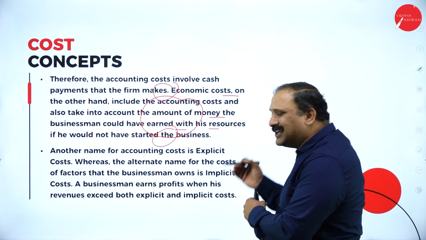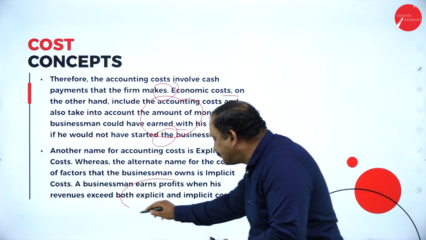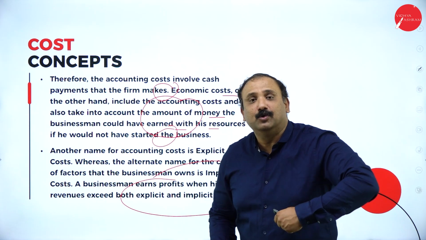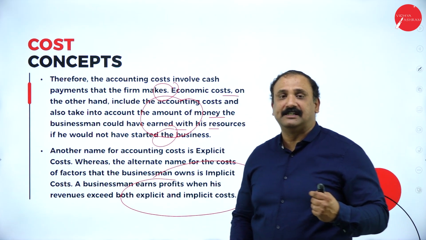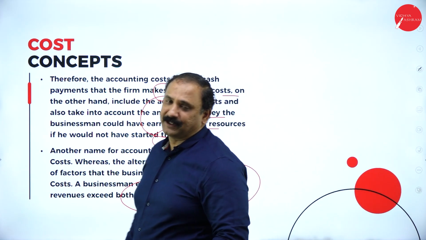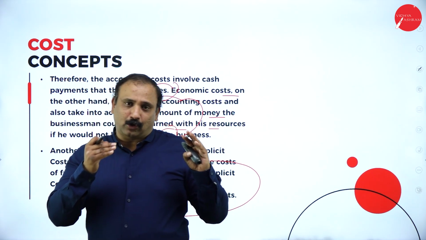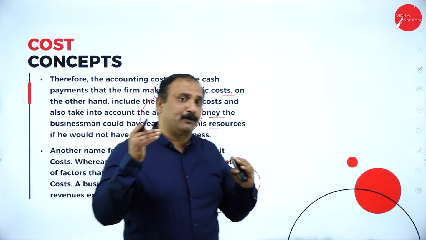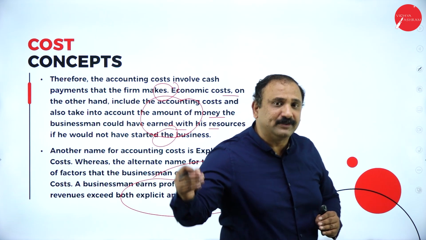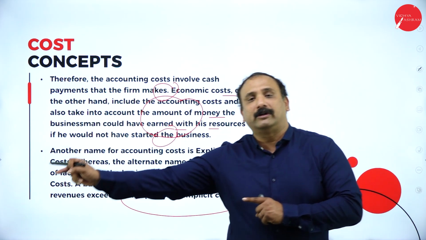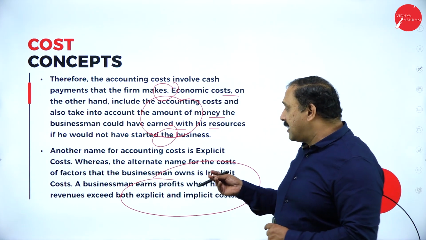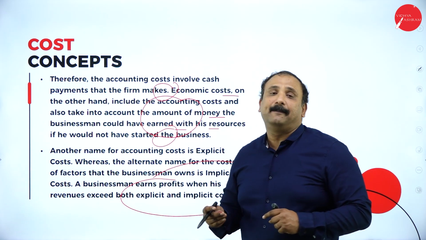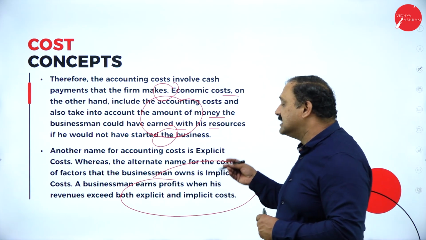So a businessman earns profit only when his revenue exceeds both the explicit as well as the implicit cost. So when the revenue is more than that of the explicit and implicit, then comes the profit factor into the picture. So whenever people talk about this word called as profit, you need to understand that the profit is nothing but the revenue that is earned over the total cost factor. So unless and until you are exceeding the total cost factor here, you will not be able to come over there in terms of this answer.